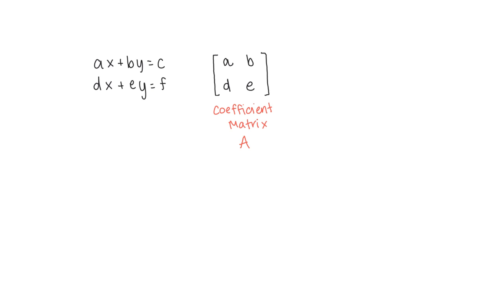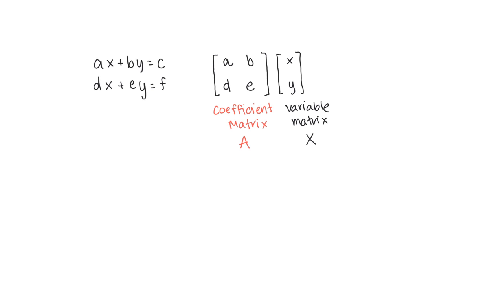Next, we'll go ahead and create another matrix for the variables x and y. Because there are only two variables, we will have a 2x1 matrix. We'll call this the variable matrix, and we'll use a capital X to denote this matrix.